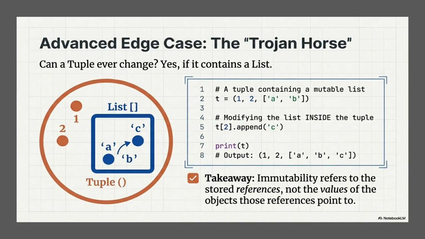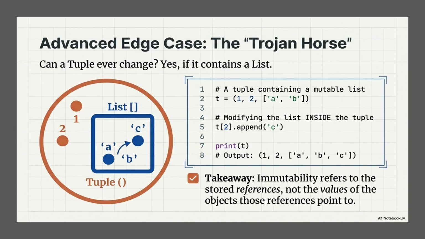The Trojan horse. Can a tuple ever change? Technically, yes. If you put a list inside a tuple, you can modify that list. Think of it like a locked glass display case, the tuple. You can't take the items out, but if one of the items is an open notebook, the list, you can reach in and write a new page. In this code, T is locked, but T2 is a list, so we can append C. The container is locked, but the contents inside can still shift.